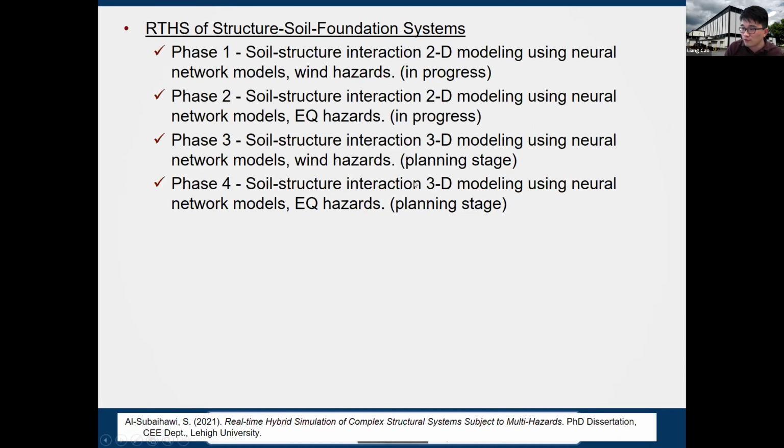So here's our 4-phase project. Phases 1 and 2 use the 2D structure models and the neural network for the soil, under wind and earthquake hazards. And in phases 3 and 4, we extend our numerical model to 3D. Thank you very much.